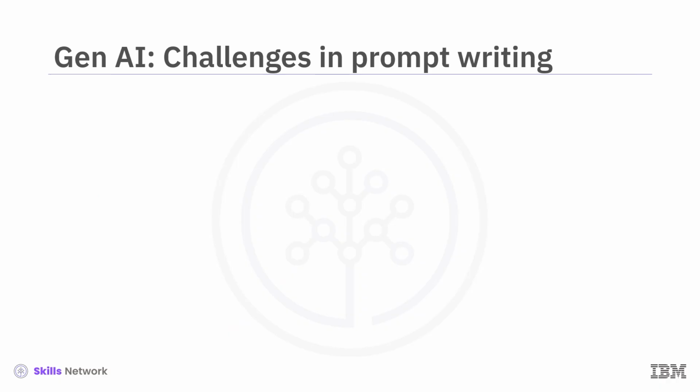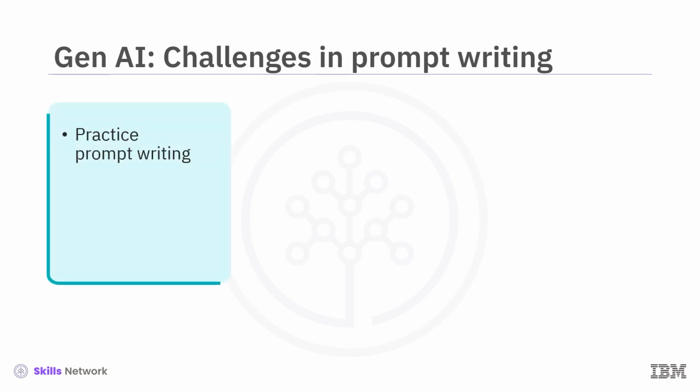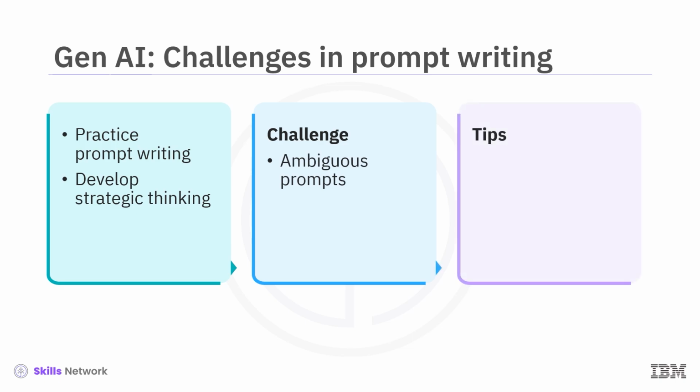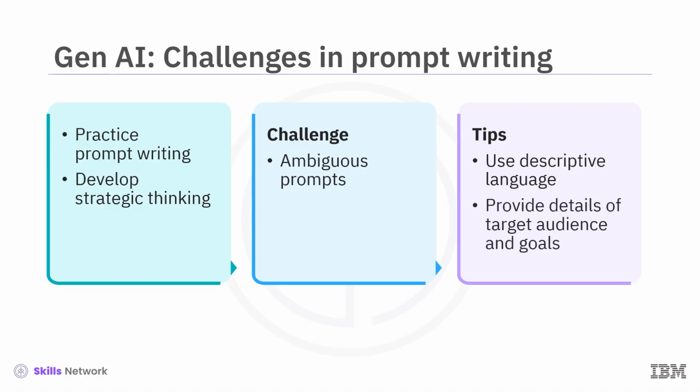Even with the right tools, creating effective prompts requires practice and strategic thinking. The major challenge is ambiguous or generic prompts that can lead to poor output. Here are some tips to avoid ambiguity. Use descriptive language and include specific details about the target audience and goals. The more you explain your point to the AI, the more likely you are to get a higher quality output.